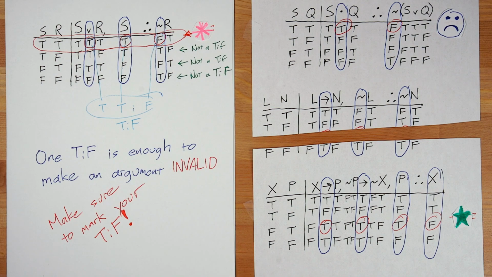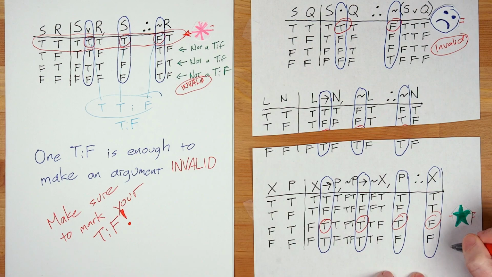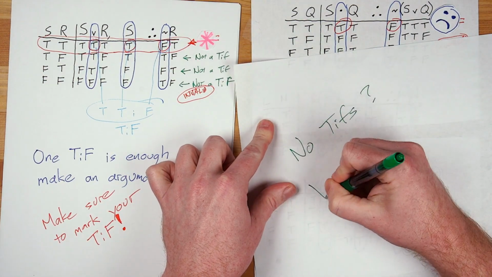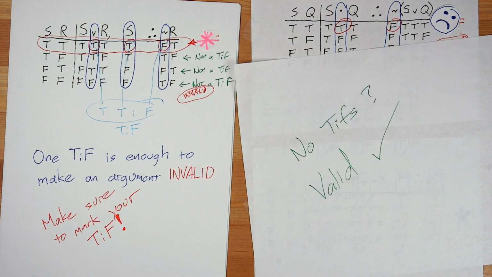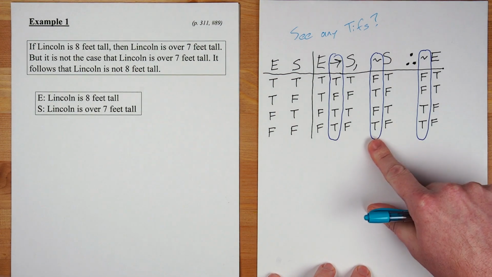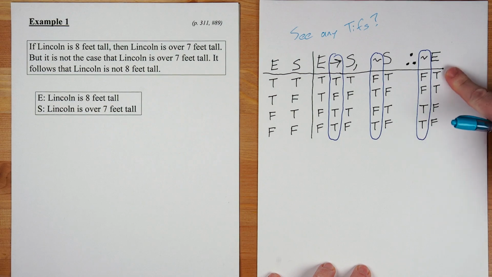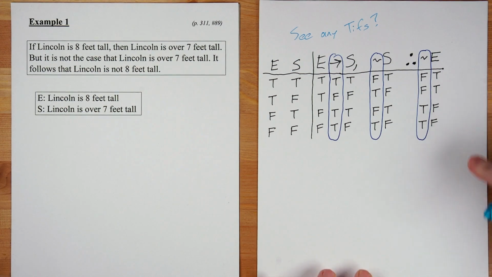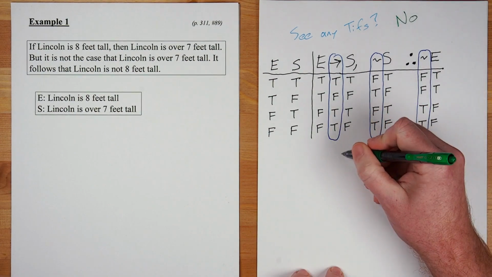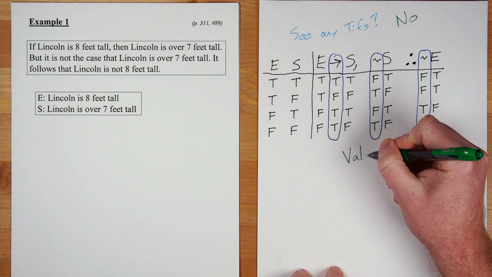If your hunt was successful, that means the argument's invalid, and you can go ahead and write invalid. If you don't find any TIFs, then your argument is valid, and you should write that. Now let's look back at our example argument and go hunting for TIFs. Do you see any? Row 4 has all true premises, but the conclusion is true, so that doesn't count. It looks like there are no invalid TIFs on this table. So that means our argument's valid.